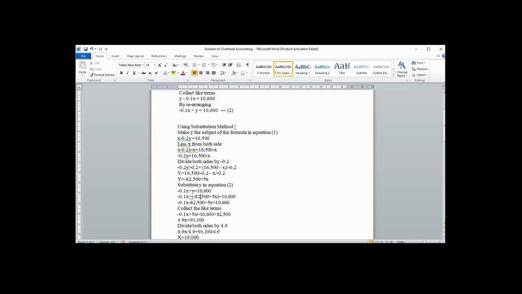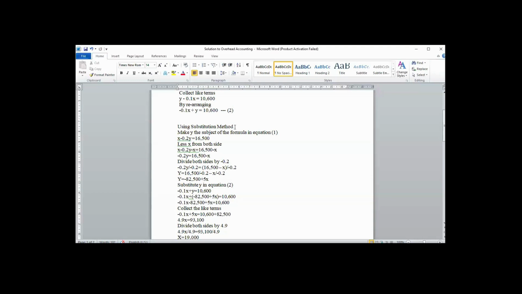Then minus 0.1x plus 5x. You are owing somebody 1 kobo and you have 5 naira with you. If you pay 1 kobo from 5 naira, you have 4 naira, 90 kobo. That is 4.9x. That is why the negative is not there, because you are having money. What you are owing people is lesser than what you have. Then you still have money with you. 4 naira, 90 kobo. Equals, we now had 10,600 plus 82,500. It gave us 93,100.